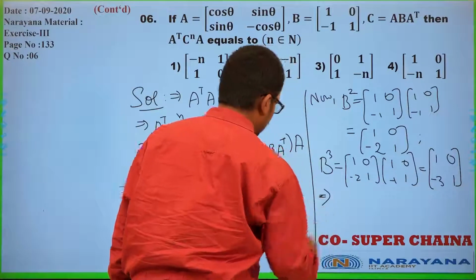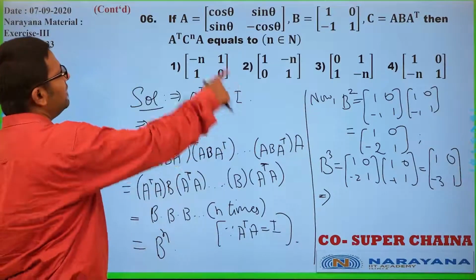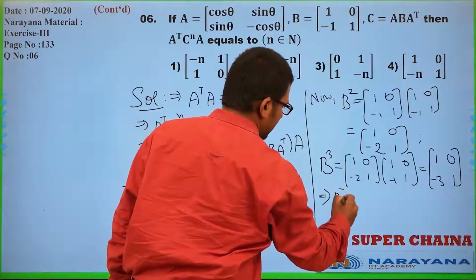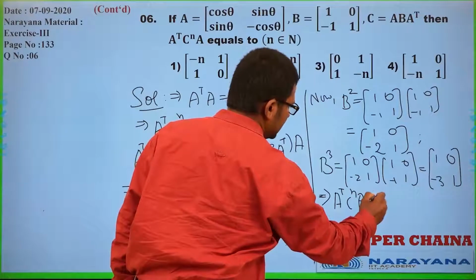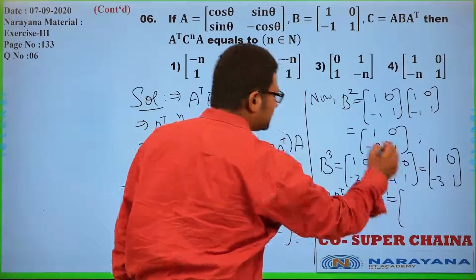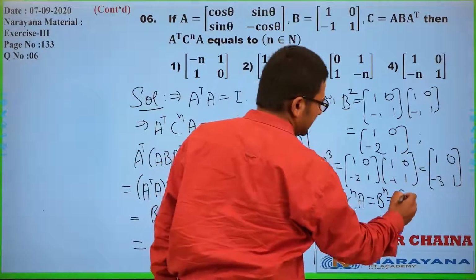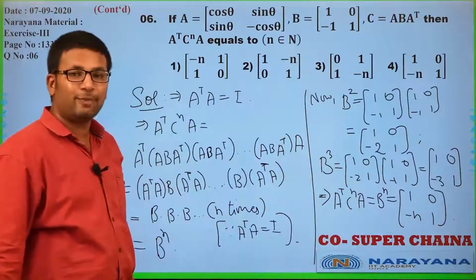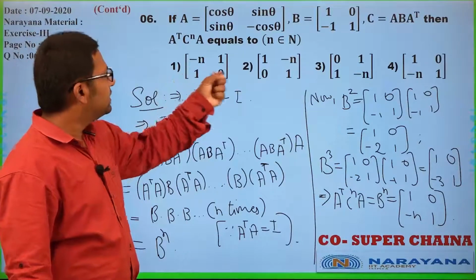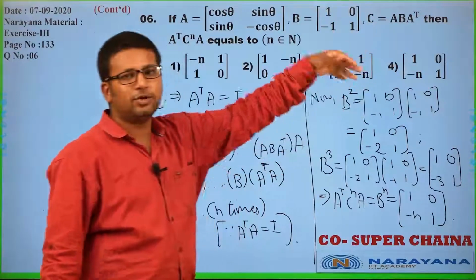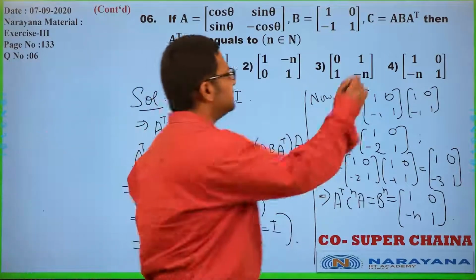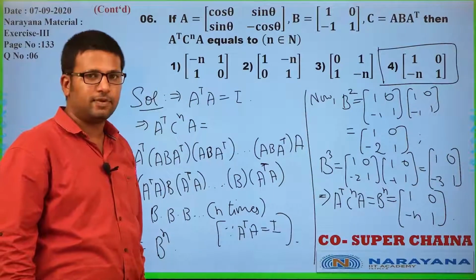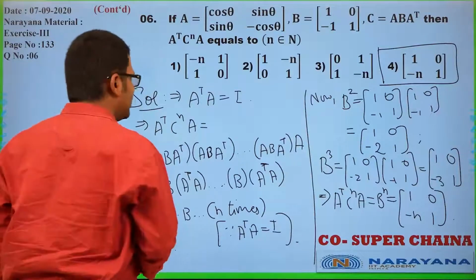Therefore, we wanted B raised to n, which is A transpose C raised to n A. So A transpose C raised to n A is B raised to n, where this element should be minus n. So 1 0 minus n 1. We are looking for 1 0 minus n 1. Where do we have it? Yes, 1 0 minus n 1. Got it? This is, I would say, a more general form of the previous question. Got it? Okay. Let us proceed then.